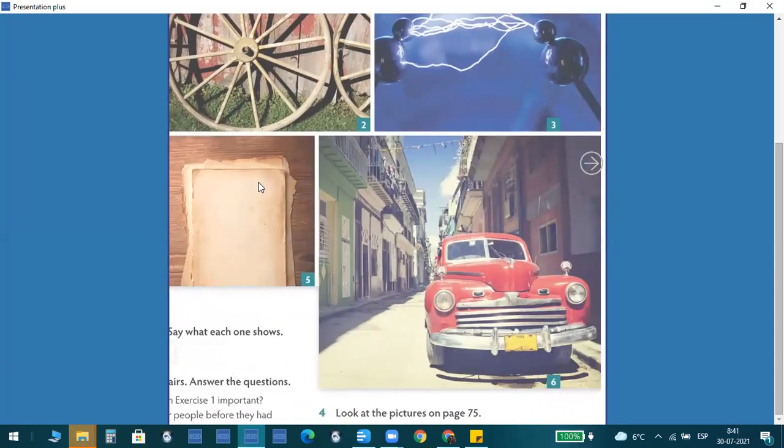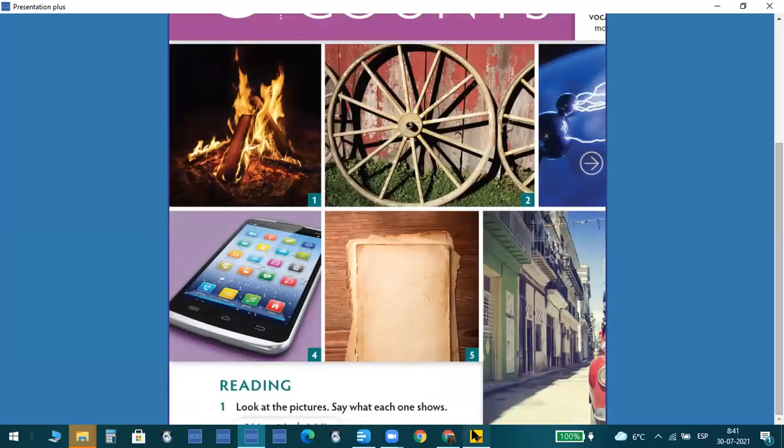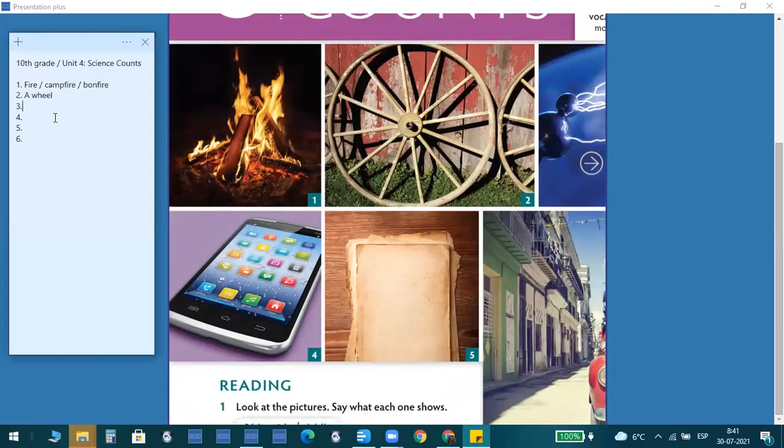Cell phone. Perfect. That should be number 4. Cell phone in American English, and mobile phone in British English. There you are. Good. Car. All right. Number 6. Thank you. Paper. All right. We are just missing one. Electricity. Thank you. Electricity. Perfect. Okay. So we have these things ready.